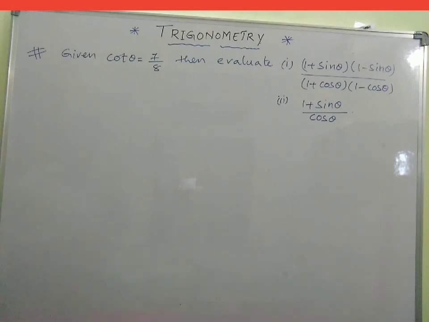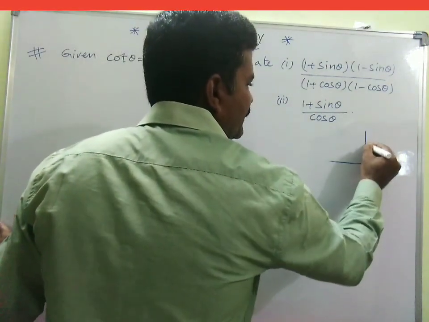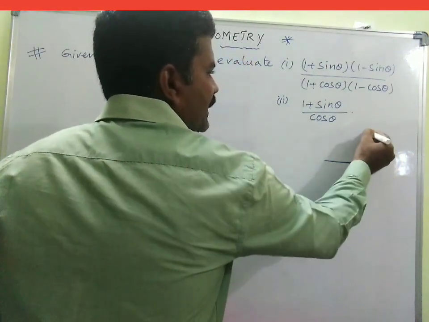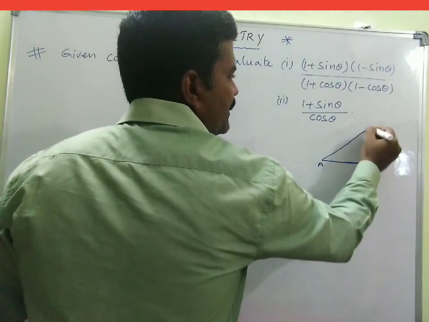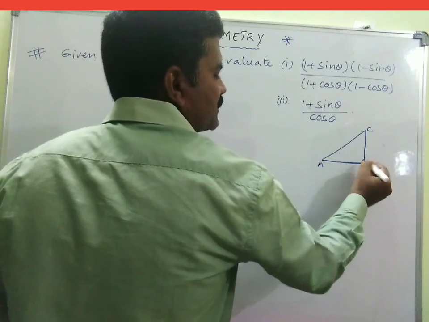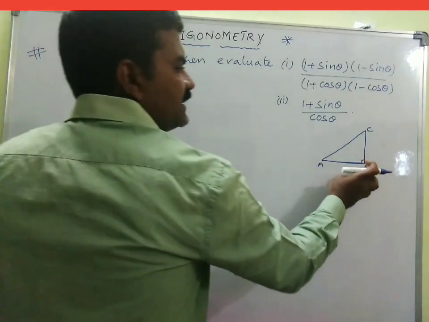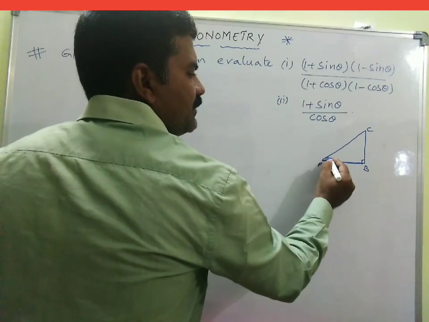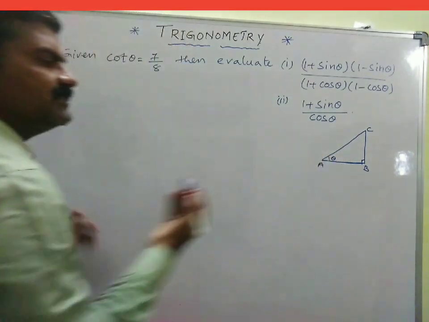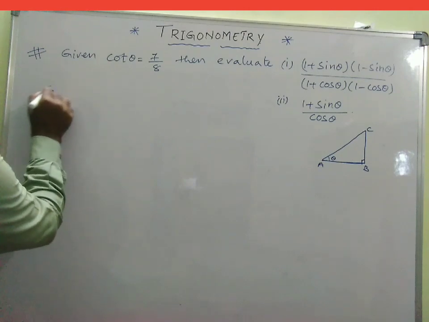So, as usual, because this is trigonometry, we need to consider a right angled triangle. There is no more information about where the right angle is, so let me consider angle B as 90, and theta can be considered anywhere, either at A or at C. So let me consider angle A as some theta. Now what is given?